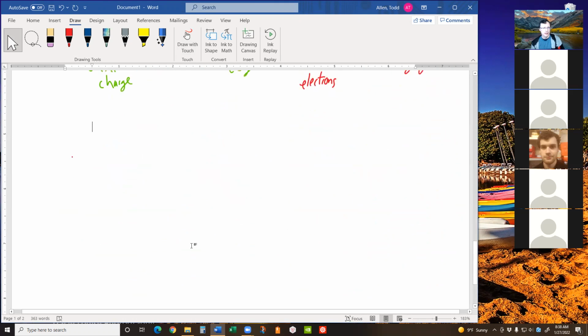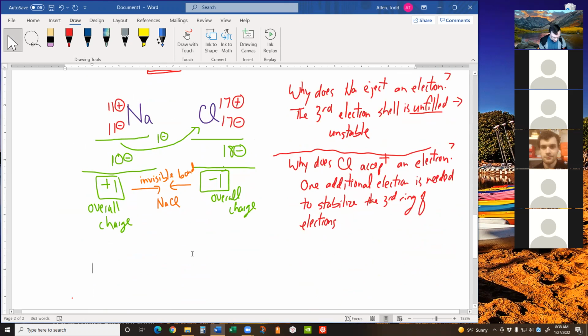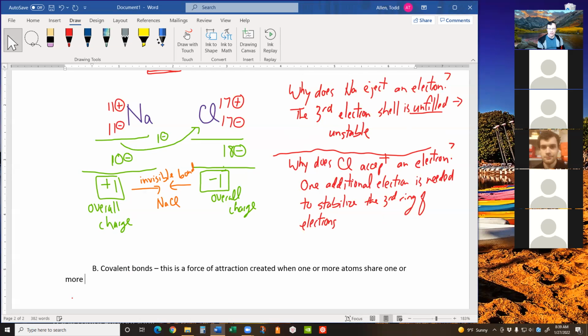And so let's see, the next topic is going to be that of covalent bonds. Okay, so letter B, covalent bonds. Let's start out with the definition. A covalent bond is an attraction created between atoms when the atoms share electrons. It's not that one atom gives an electron away. It's not that one atom completely accepts that electron. It's that when the atoms are sharing electrons, the shared electrons spend some percentage of their available time orbiting the nucleus of both atoms that are participating in the bond. This is a force of attraction created when one or more atoms share one or more electrons.